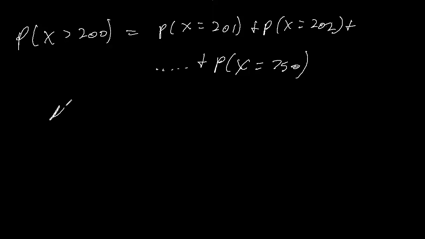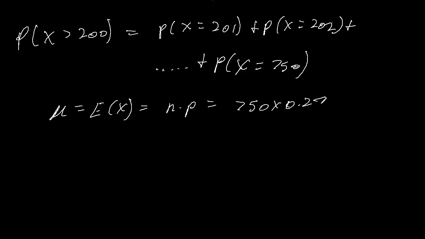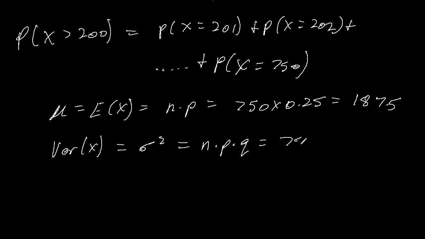So to do that, we would say the mean, which is the expectation of x for a binomial, is equal to n times p, which in this case is 750 times 0.25, which equals 187.5, and the variance of x, which is equal to sigma squared, is equal to n times p times q, which is equal to 750 times 0.25 times (1 minus 0.25), and this equals 140.625.